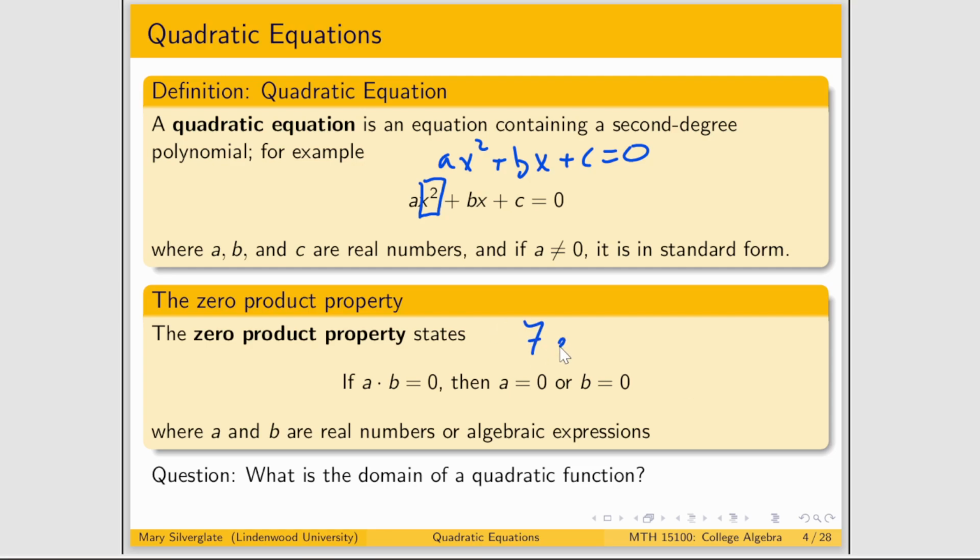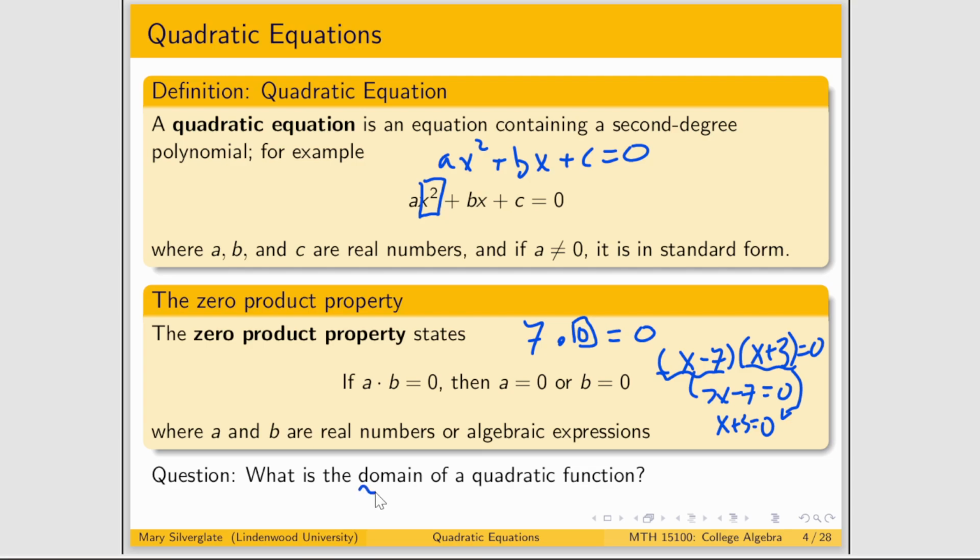Because if I say 7 times something is equal to 0, what does that something have to be? 0. That's all it's saying. So if I have (x minus 7) times (x plus 3) equal to 0, what has to be equal to 0? Either x minus 7 is 0 or x plus 3 is 0. That's really what we're using whenever we say the zero product property: this fundamental idea that the only way to get 0 is if one of the things being multiplied is 0.